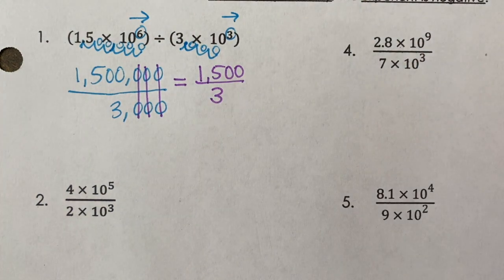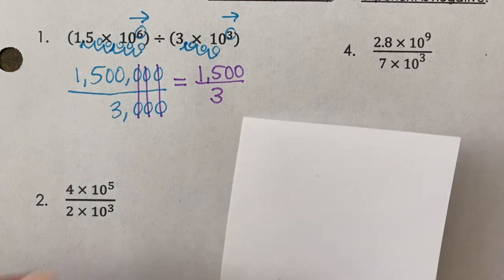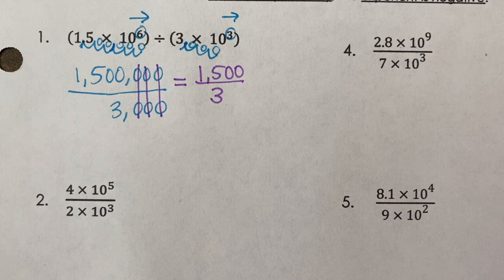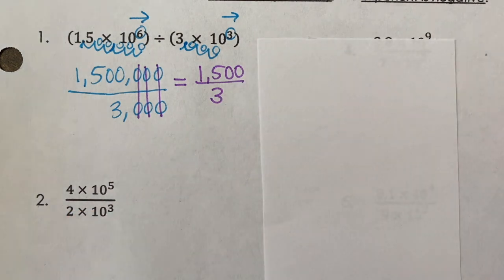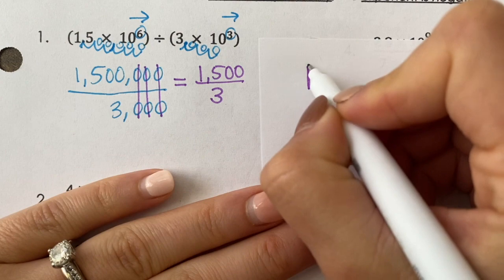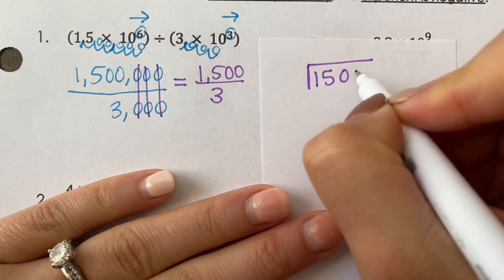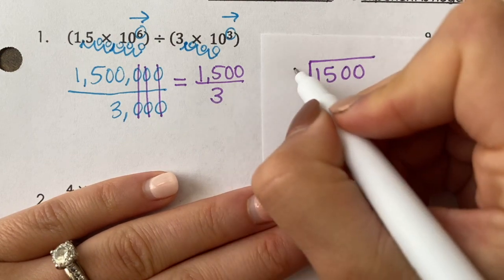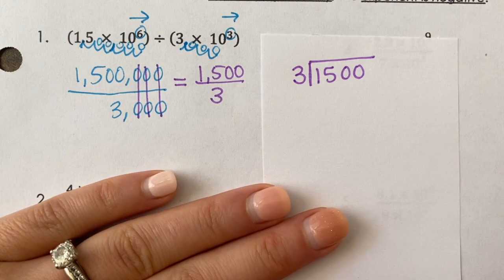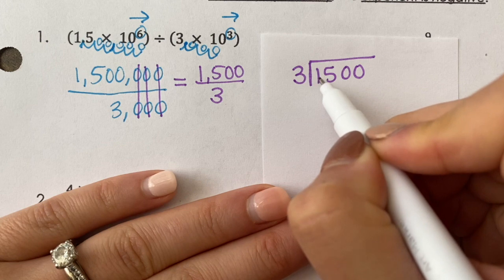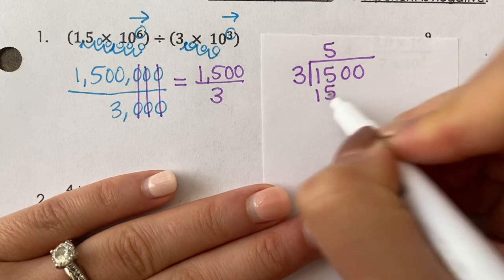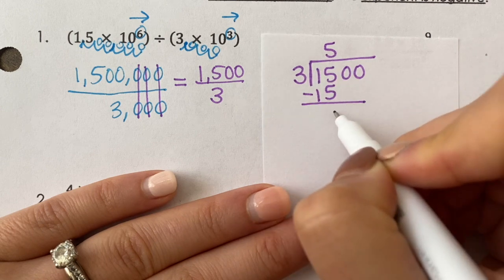Now, we're going to go over a few ways to do this. I'm going to start by showing you the long division. So the top number goes underneath the division symbol, and the number you're dividing by goes on the outside. Now this is much easier to divide into. 3 doesn't go into 1, but 3 goes into 15 5 times. 5 times 3 is 15. You subtract. 15 minus 15 is 0.